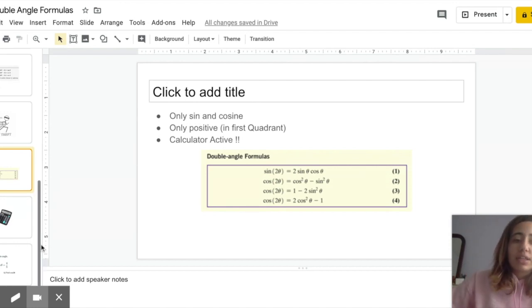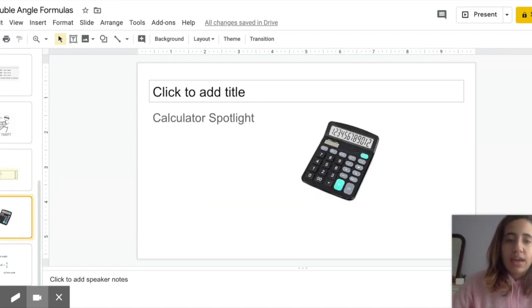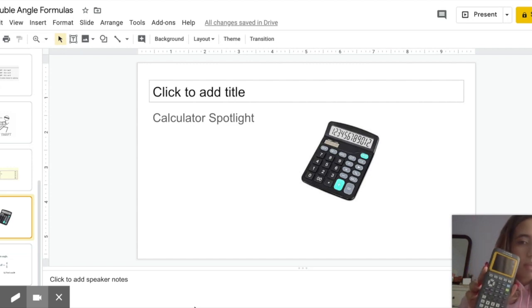This is a calculator active portion, so quick calculator spotlight. I asked you guys to download some kind of usable calculator, so you may use TAculator on your phone, I don't know how you say it. Or I also gave you the link to download this TI SmartView. This calculator is really amazing. It looks just like this. It has all the same capabilities. So if you have access to a computer, definitely download this because it's really nice and straightforward.